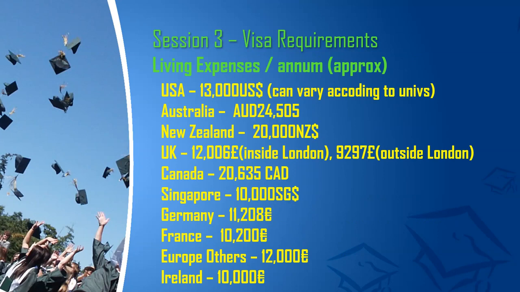Canada, 20,635 is the living expenses for 1 year. Singapore, 10,000 Singapore dollars. Germany, 11,208 euros. France, 10,200 euros. Europe and others, 12,000 euros. Ireland, 10,000 euros. Any questions here?